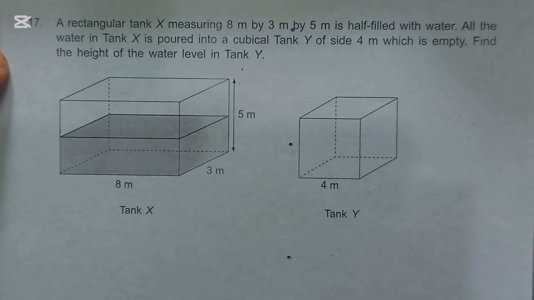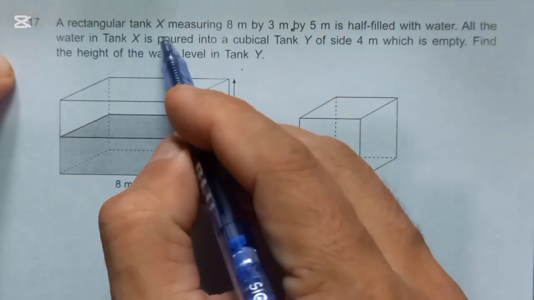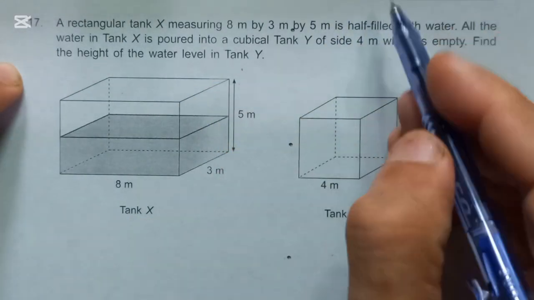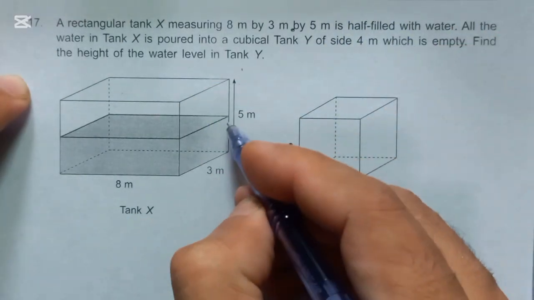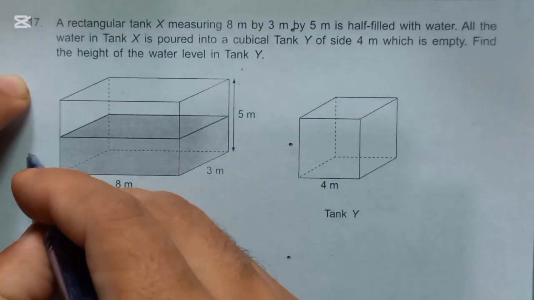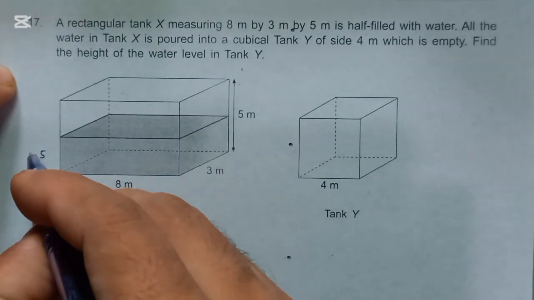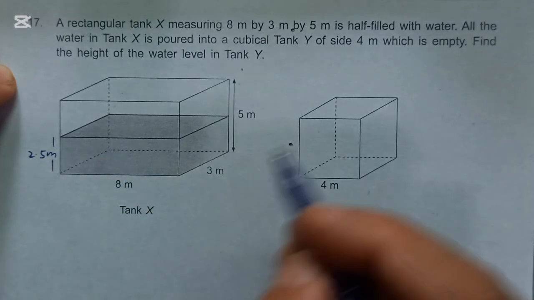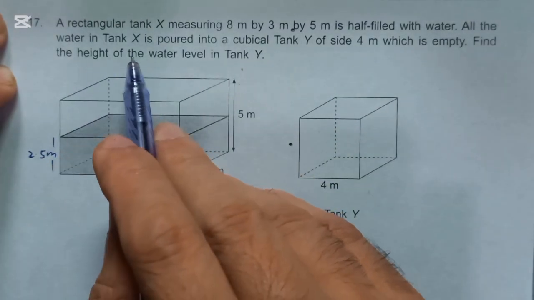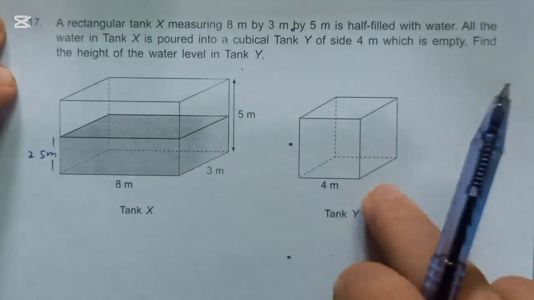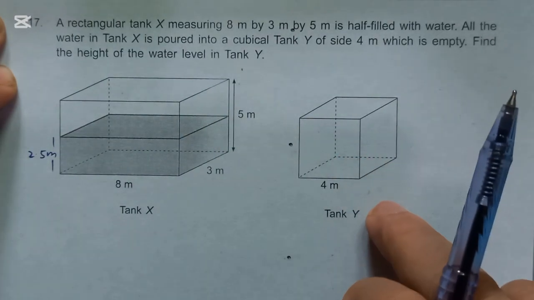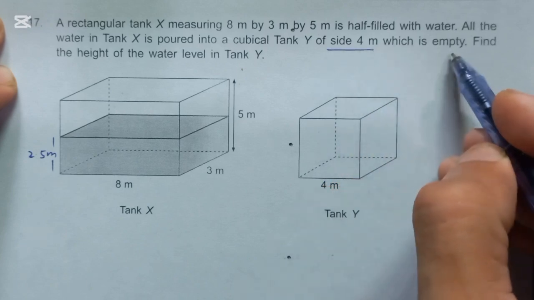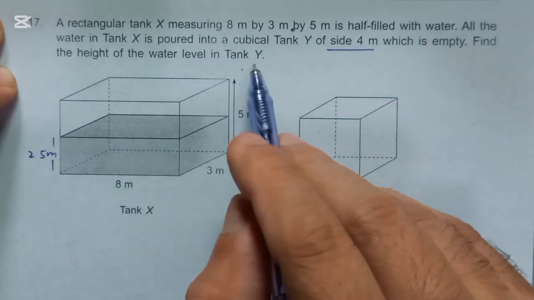The statement of the question is: the rectangular tank X measuring 8 meter by 3 meter by 5 meter is half filled. Half filled means the height of the water will be 2.5 meters. All the water in tank X is now poured into cubical tank Y of side 4 meter, which is empty. Find the height of the water level in tank Y.